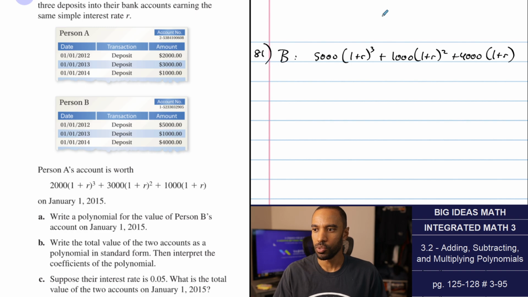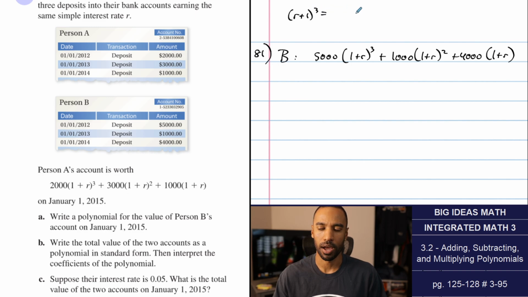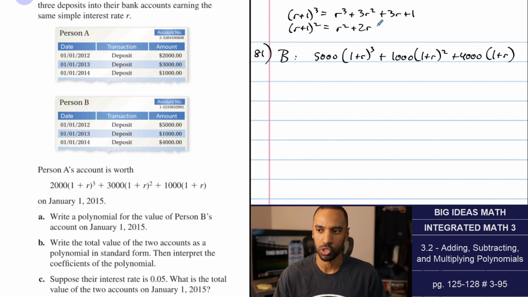Okay, let's do this on the side. Now, they said standard form anyway. Remember, 1 plus r is also r plus 1. R plus 1 quantity cubed, guys, is r cubed plus 3r squared plus 3r plus 1. And r plus 1 squared is r squared plus 2r plus 1. And of course, r plus 1 is r plus 1. So keep in mind when we do those, okay?